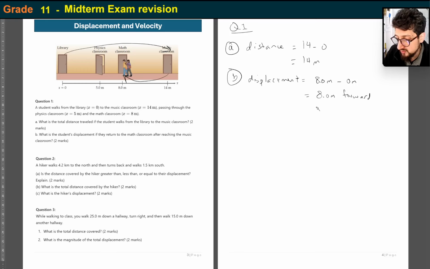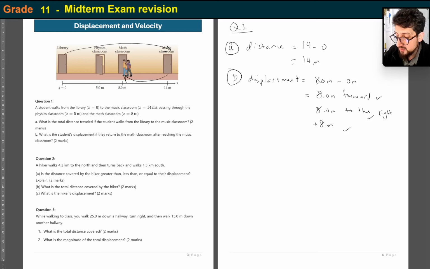You can also write 8 meters to the right, or you can even write plus 8 meters. You don't have to put the decimal point, you don't have to put the zero either. So all of these are correct.